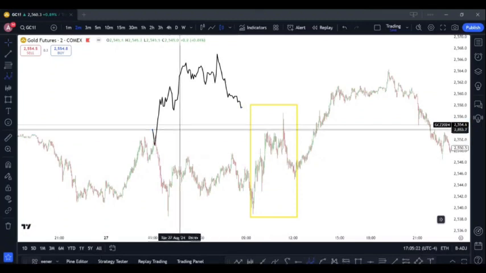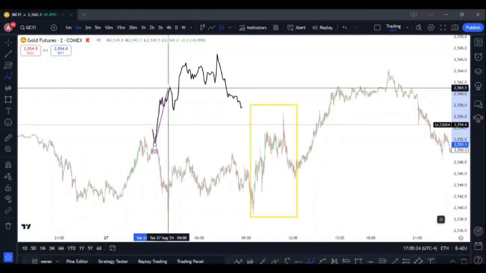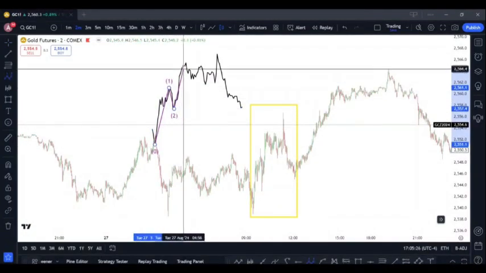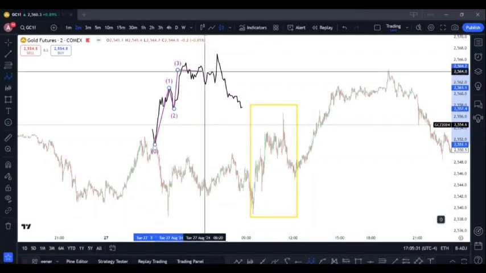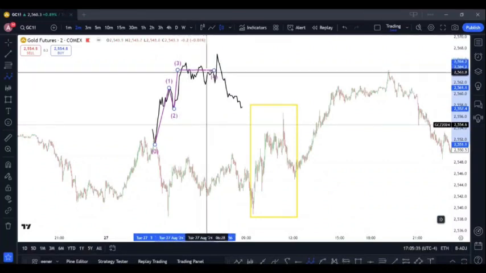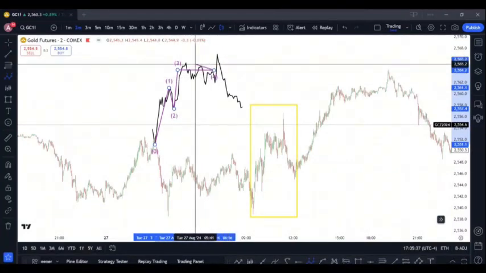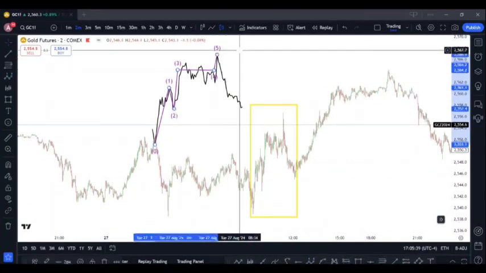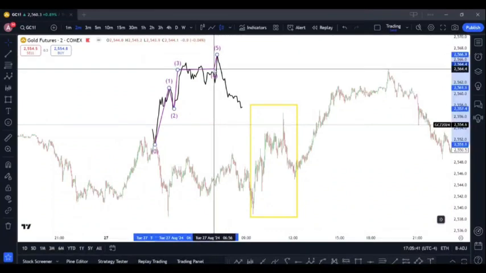Right here I can see that this point is 0, this is 1, this is 2, and then right here I have 3, and I have this range. This range between 3 and 4, the price is going on a range, and then our entry point will be a short position from the 5.